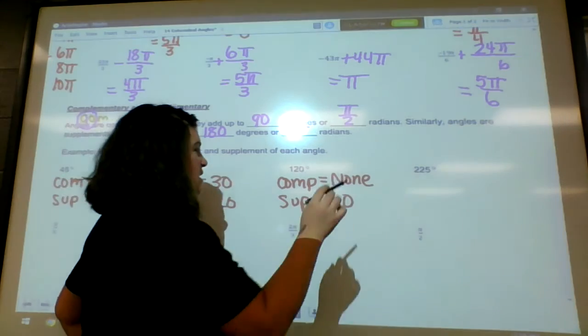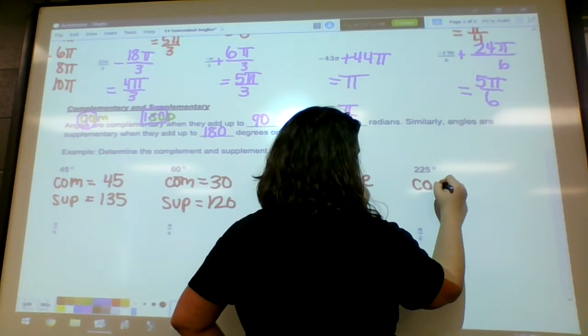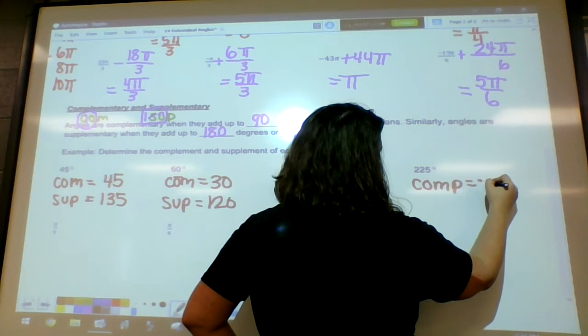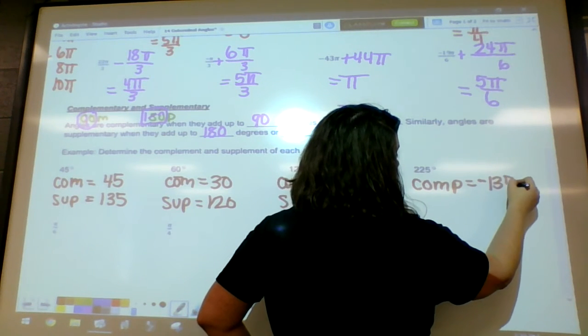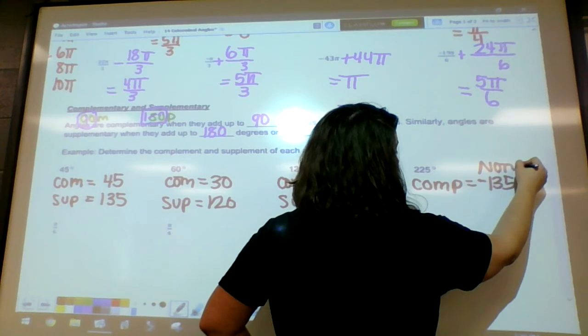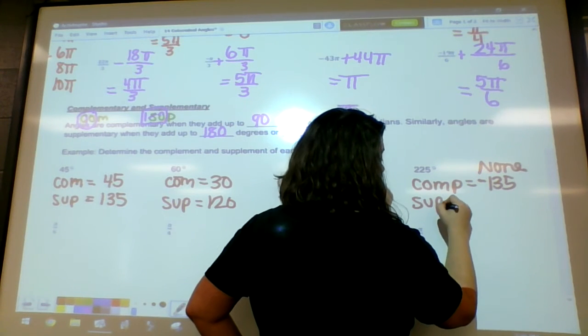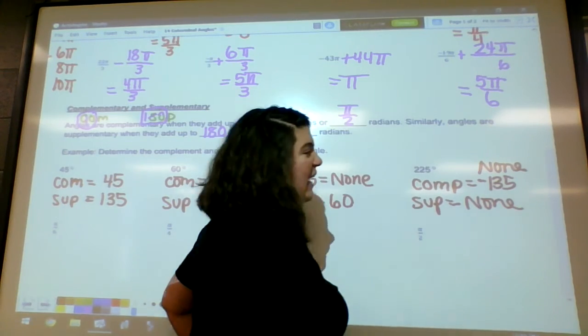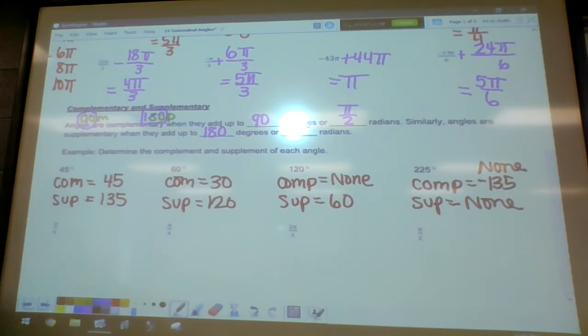And last but not least, 225, its complementary angle. Negative 135. Yeah, you can say negative 135, or you can just go ahead and say none. And supplementary. Also none, or you could say negative 45, right? Either one is fine. I think technically it's supposed to be none, but if you give me the negatives, then obviously you know what you're doing still, right?